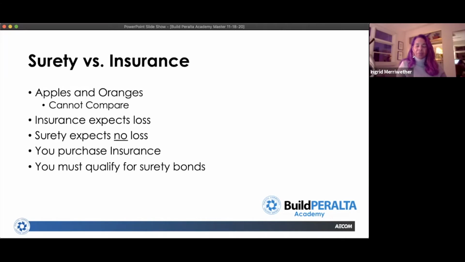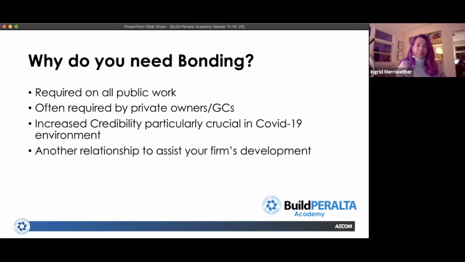But quite to the contrary, bonding or surety companies are very different. They don't expect to have losses. They're structured completely differently, and how you go about qualifying for surety is very different than insurance. Insurance is essentially available to you. You can generally get the coverages you need and the limits that you need. There's not really a qualifying process. It's just a matter of, can you afford the premium? Whereas surety bonds are really more like bank credit. You have to qualify for surety bonds, and I'll explain more in detail as we go through the process. Next slide, please.